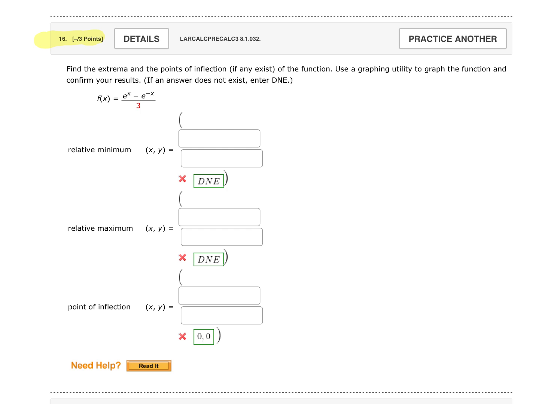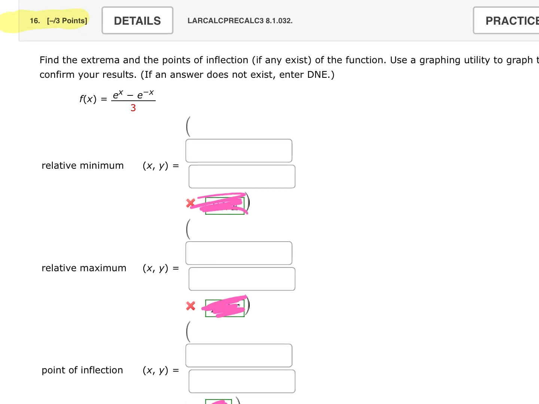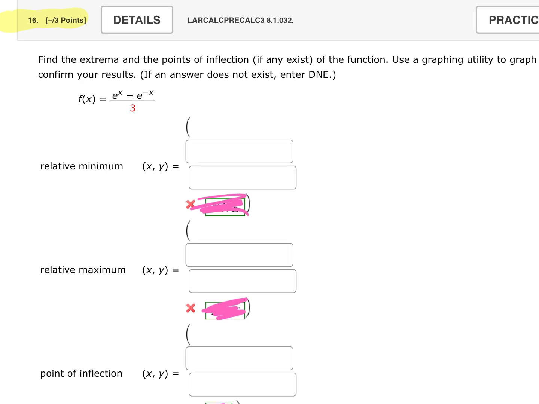So for 16, we want to find the extrema and the points of inflection, if any exist, of the function. So to find a relative maximum, just like we talked about in that last example, what would we have to do? Find the derivative and set it equal to 0. Perfect. Let's find our derivative first.